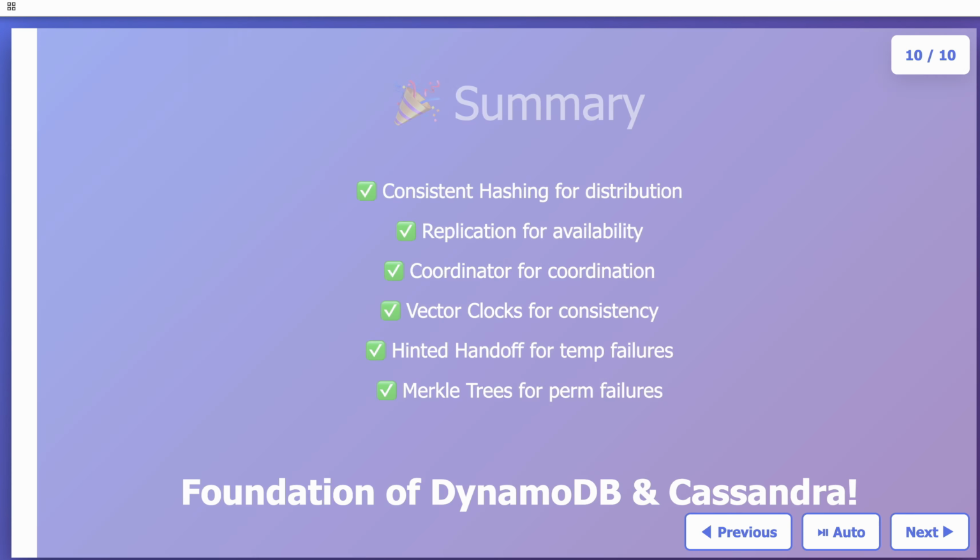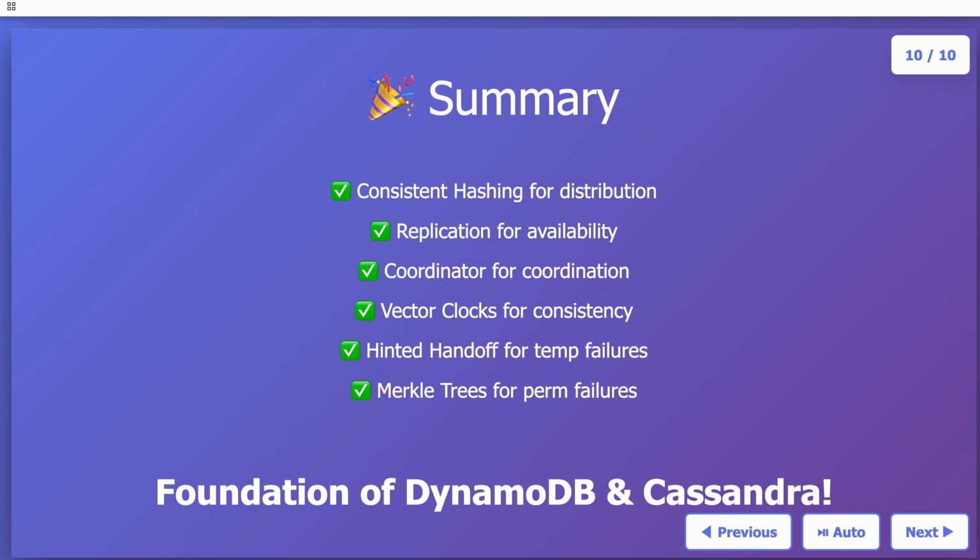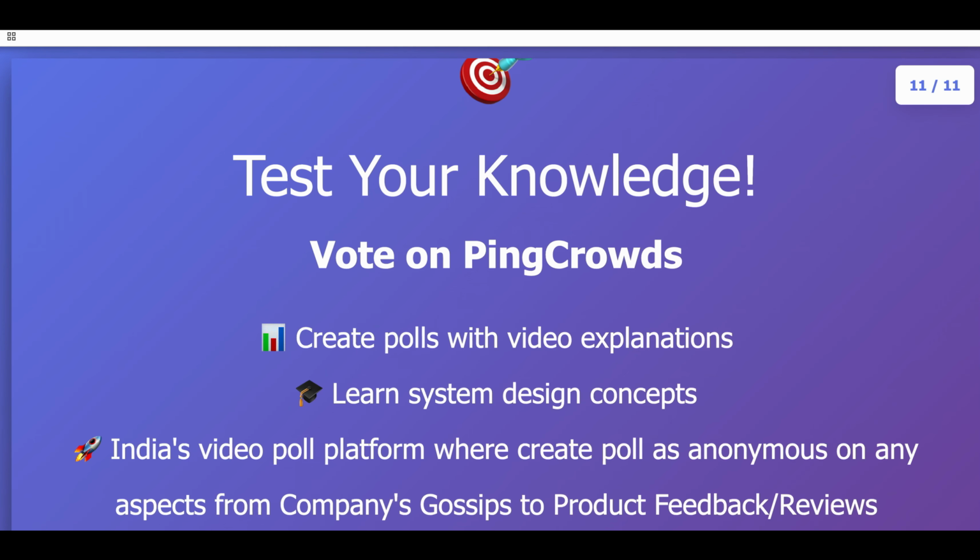And that's it! You now understand how to design a production-grade key-value store. We covered consistent hashing, replication, coordination, and failure handling.